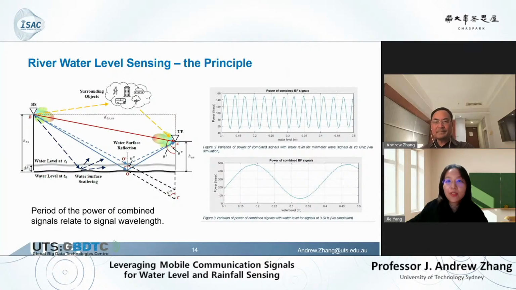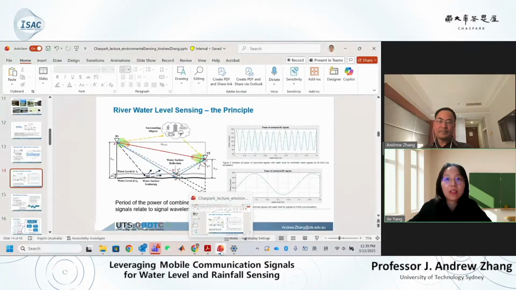Okay, from this page, can we combine the power periods from the 28 gigahertz and 3 gigahertz? Could this help for the cooperation of different frequencies? Could this help resolve the ambiguity?